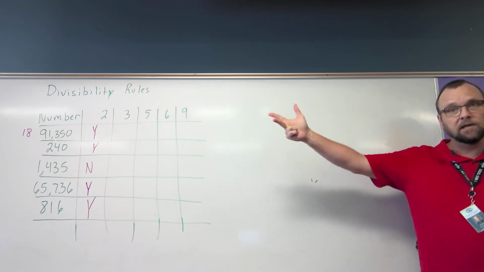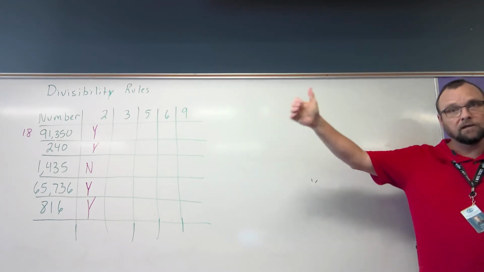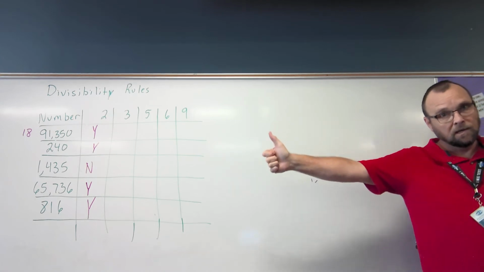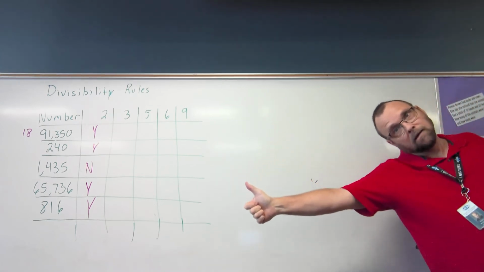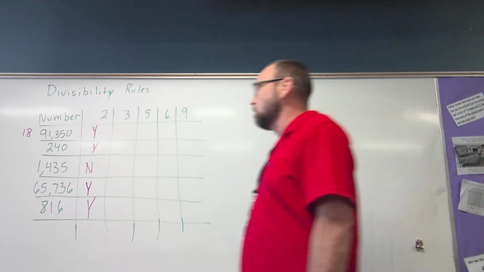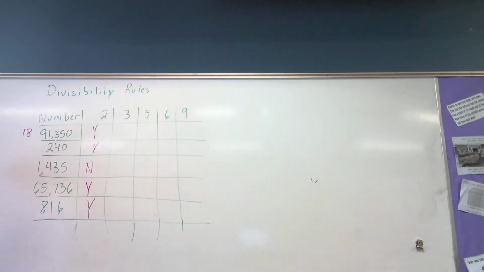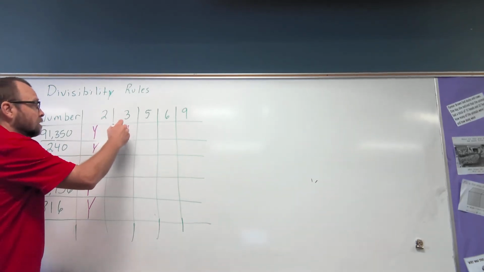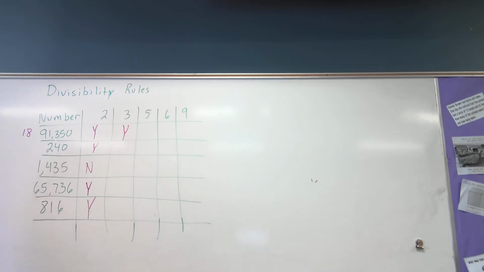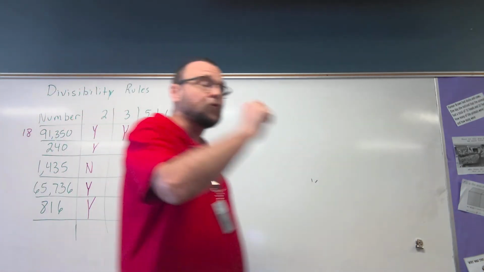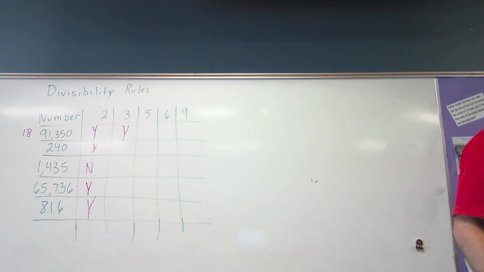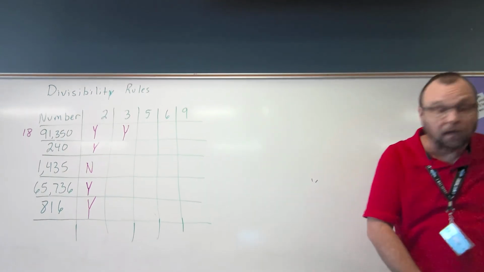Mina, does 3 go into 18 evenly? 3, 6, 9, 12, 15. Yes, it goes in 6 times. Since I added the digits together and got 18, 3 goes into 18 evenly without a remainder. That means 3 is a factor of 91,350. That means 3 times something will equal 91,350.